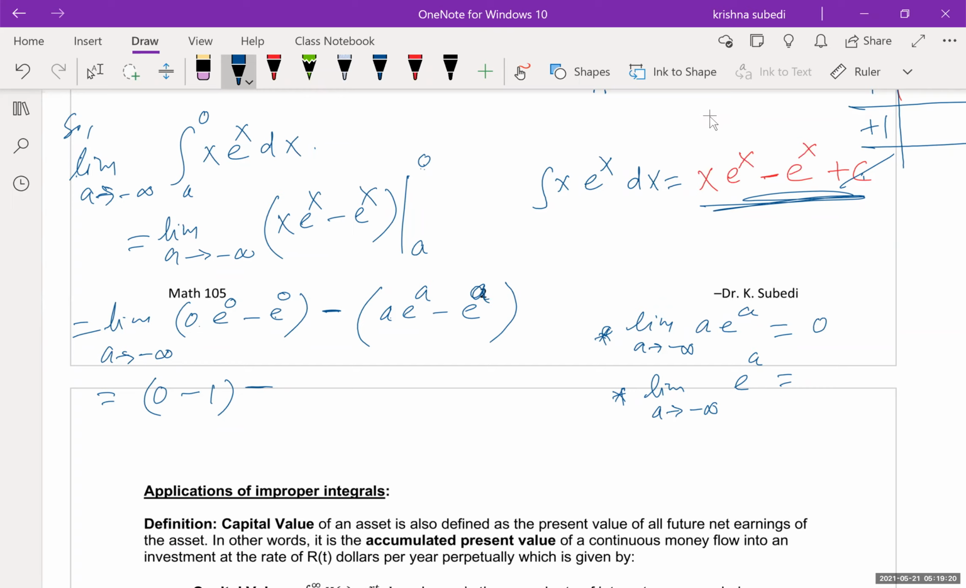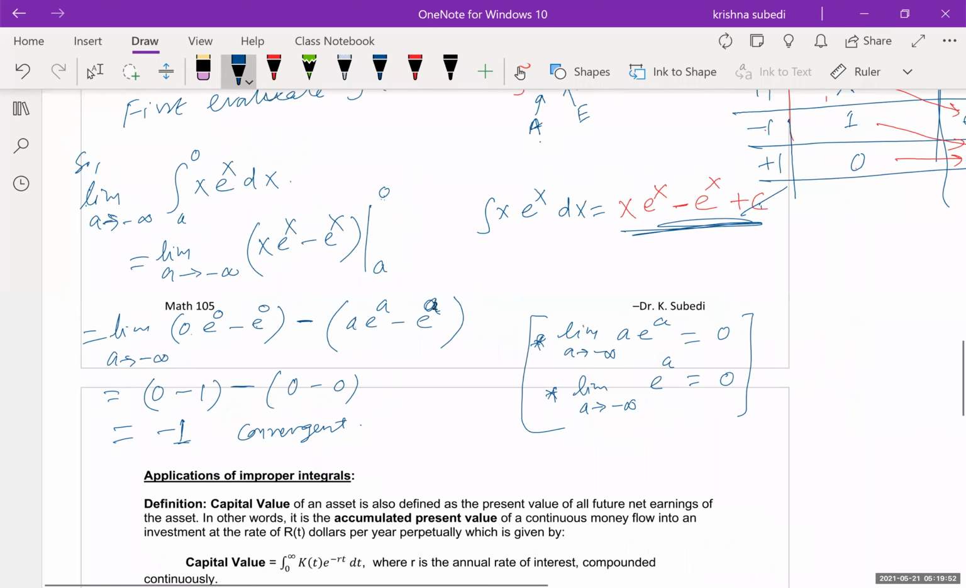This will be 0 and this will be 0. Okay? That's going to give me 0 minus 0, which is, the answer is -1. So that means what? It is convergent or divergent? Convergent. Done. Any question?